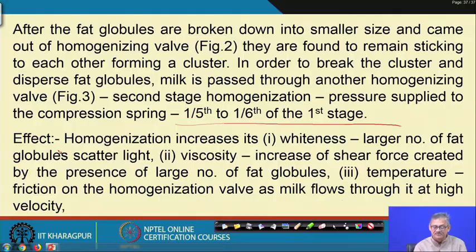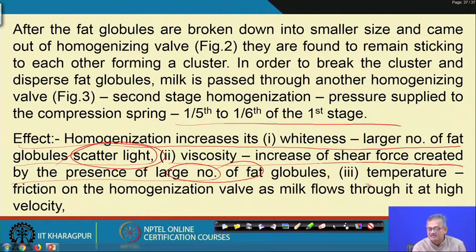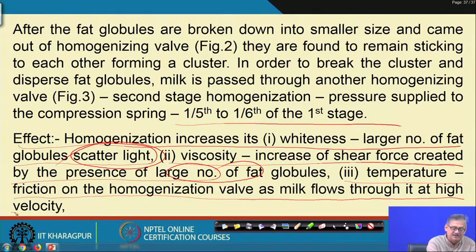Now, what are the effects of homogenization? Homogenization increases whiteness, as a larger number of fat globules are produced, that is why light is scattered. Then viscosity increases, because of the shear force created by the presence of large numbers of fat globules. Then temperature also increases because of the friction on the homogenization valve, as milk flows through it at high velocity.